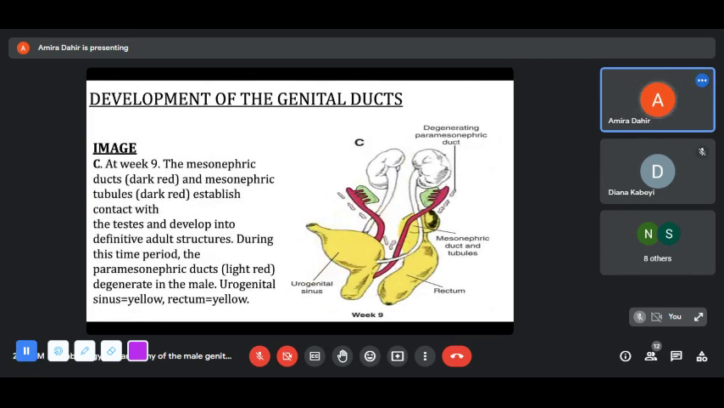At week 9, the mesonephric ducts and the mesonephric tubules in dark red establish contact with the testis and develop into definitive adult structures. So during this time period, the paramesonephric ducts in light red here degenerate in the males.